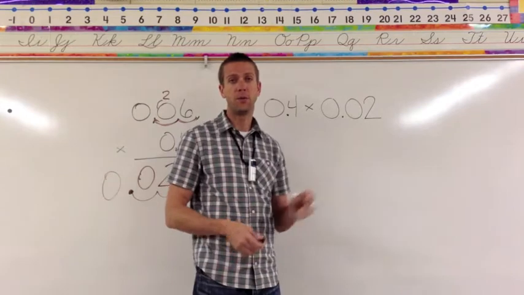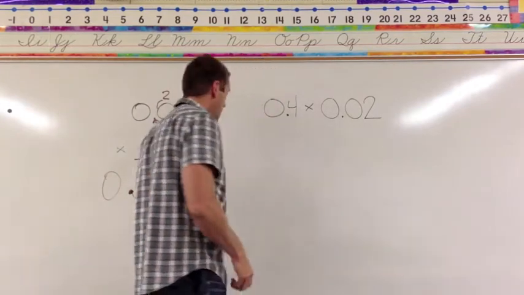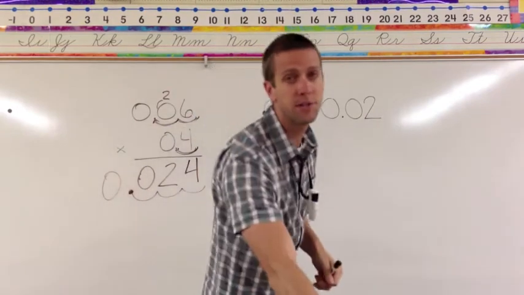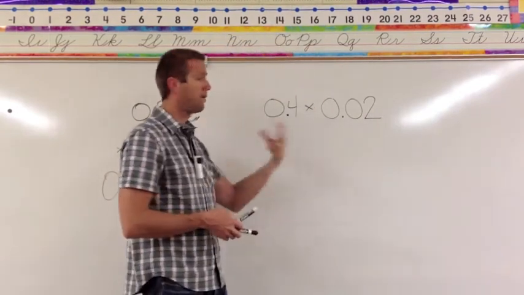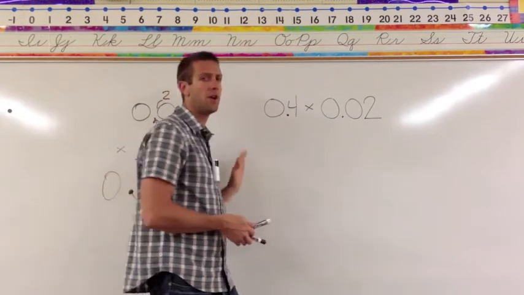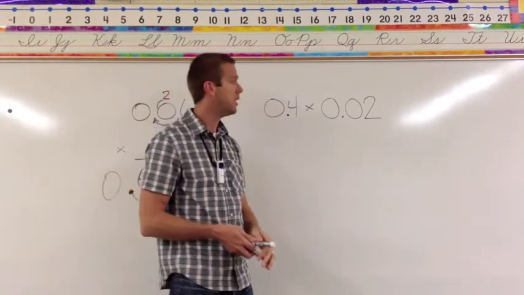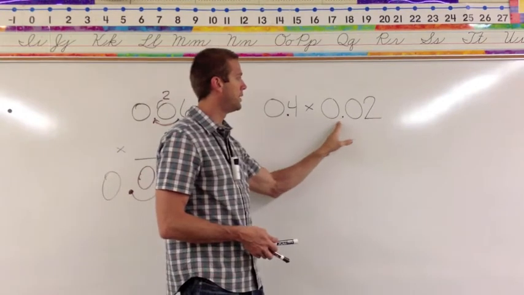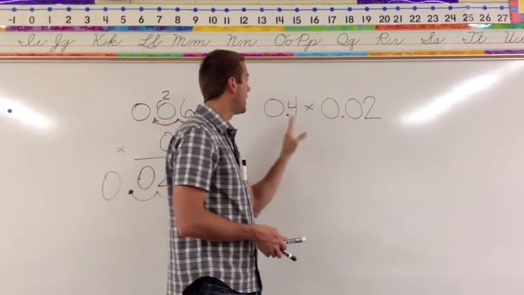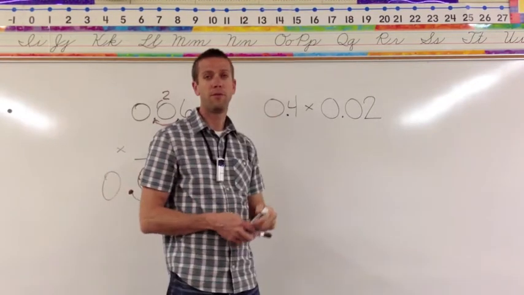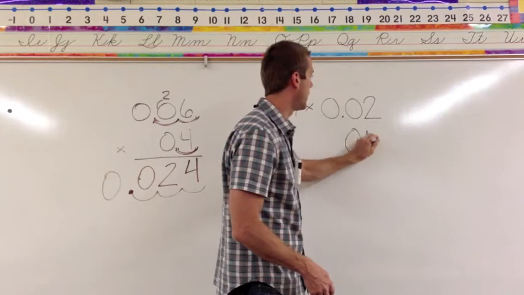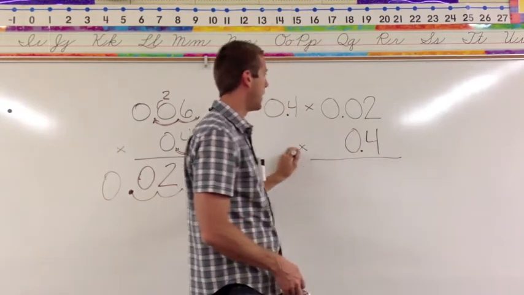Over here we're going to practice it once again, but as you see, this number is kind of laid sideways, and for some students they don't like that. I'm going to rewrite this, and whenever you do, you just want to place all the counting numbers all the way to the right as much as you can. So I'm going to leave 0.02 here, and I'm going to place 0.4 right under it so that the 2 and the 4 are lined up and I can multiply.